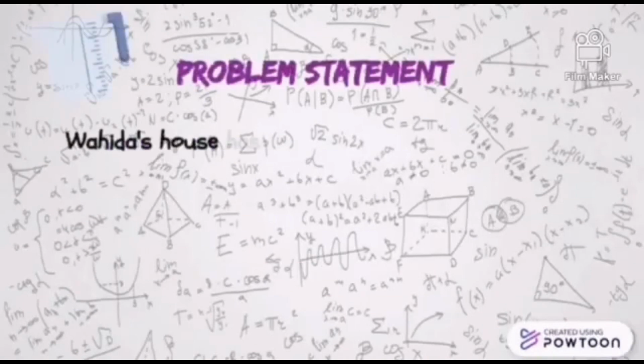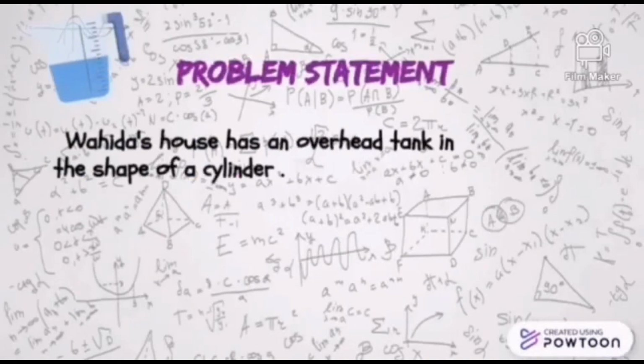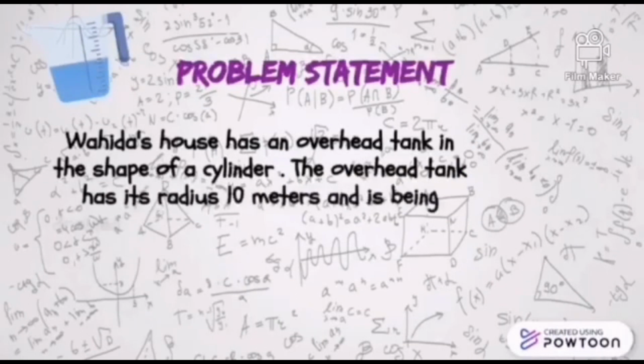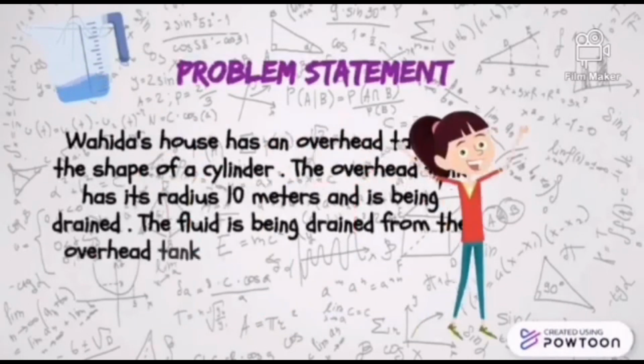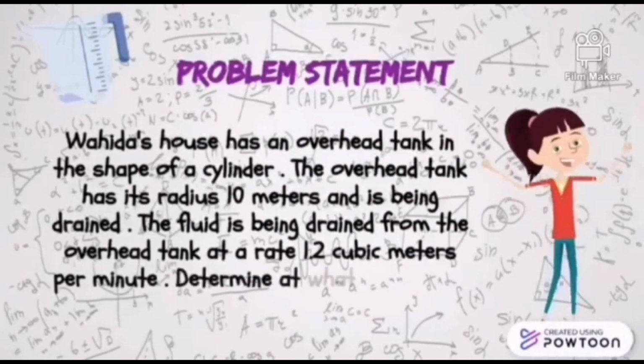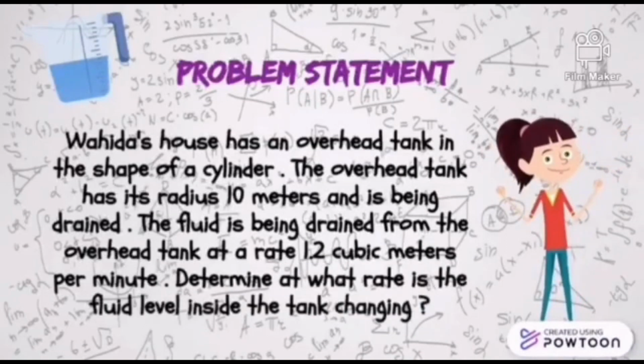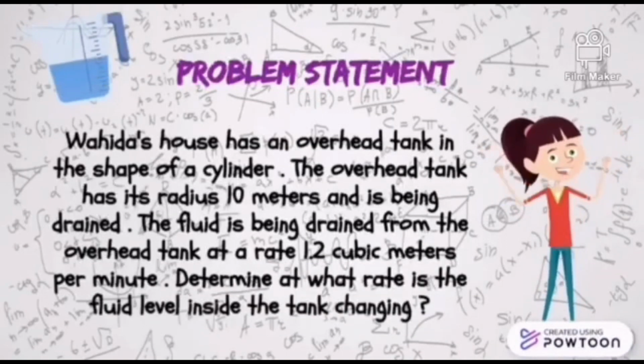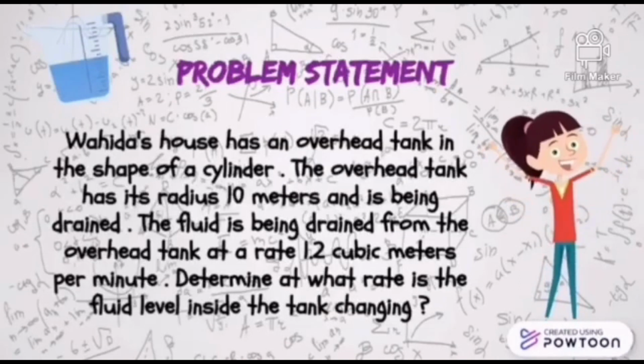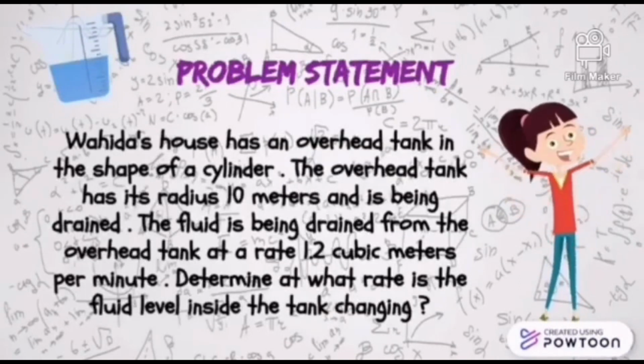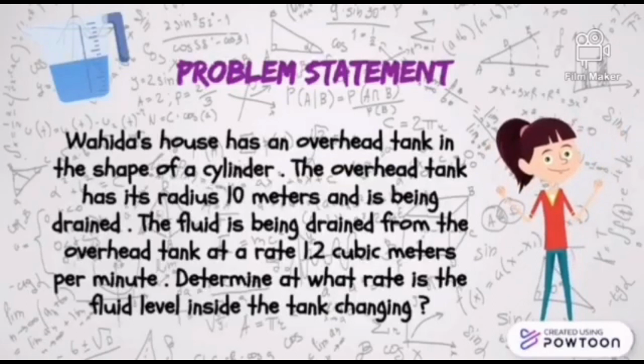Okay, here is the problem statement. Wahida's house has an overhead tank in the shape of a cylinder. The overhead tank has a radius of 10 meters and is being drained. The fluid is being drained from the overhead tank at the rate of 1.2 cubic meters per minute. Determine at what rate the fluid level inside the tank is changing.